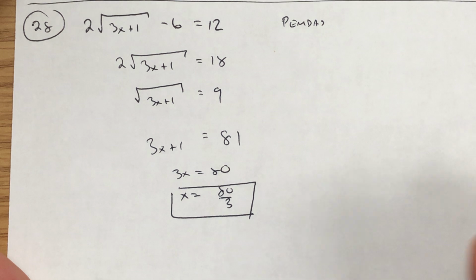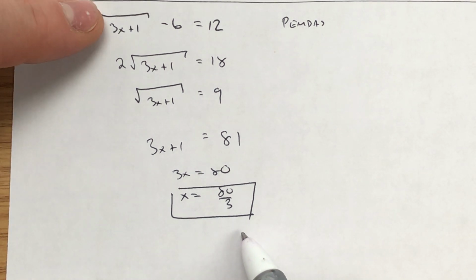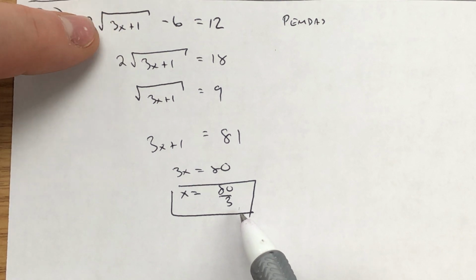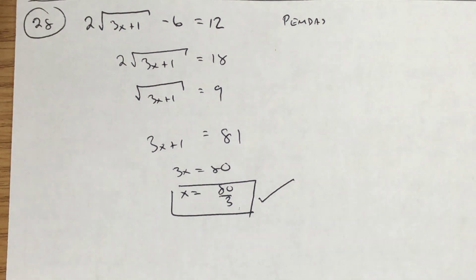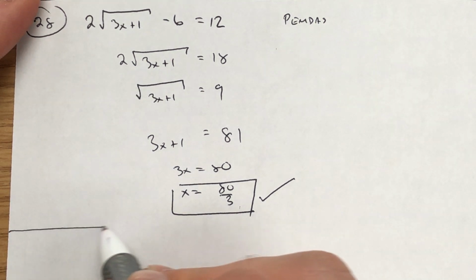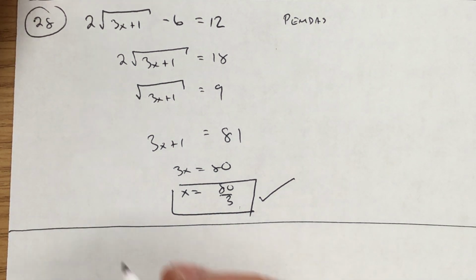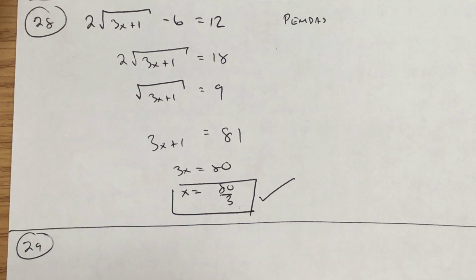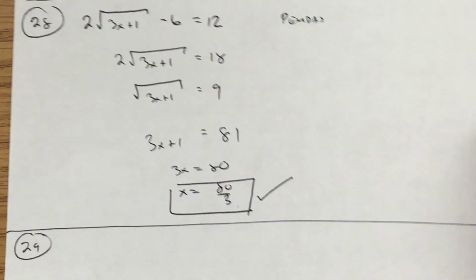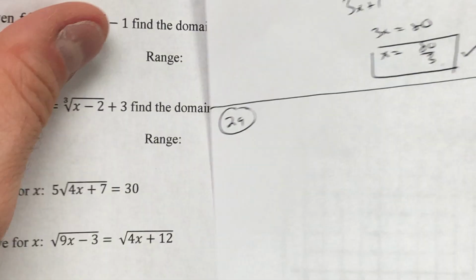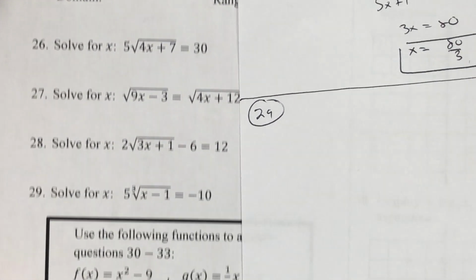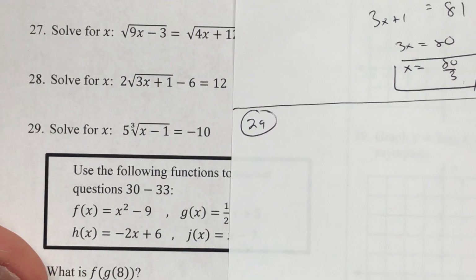And remember, we always go back and we check our answers. So 3 times 80/3 is going to be 80, plus 1 is 81. I can take the square root of 81. That checks out. That's 28. If we look at number 29, let's take a peek at that. 29.